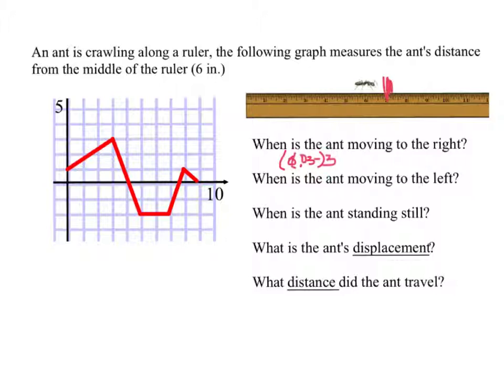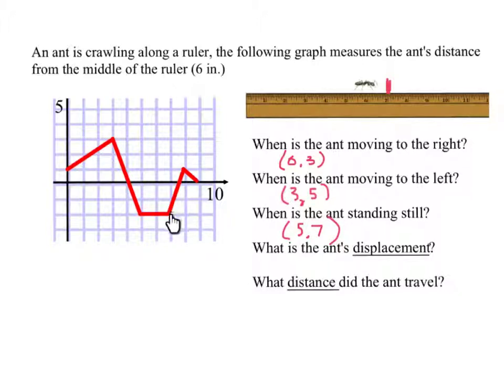I'm going to answer these first 3 questions all at once, because then you see it turns around, it starts coming back. Here's the 6-inch mark. It goes back. It ends up 2 inches behind the middle, so it ends up at 4 inches. So from time 3 to time 5, the ant is moving to the left. Then the ant stands still for 2 seconds. You can see that because its distance away is not changing. So from 5 to 7, the ant is standing still.